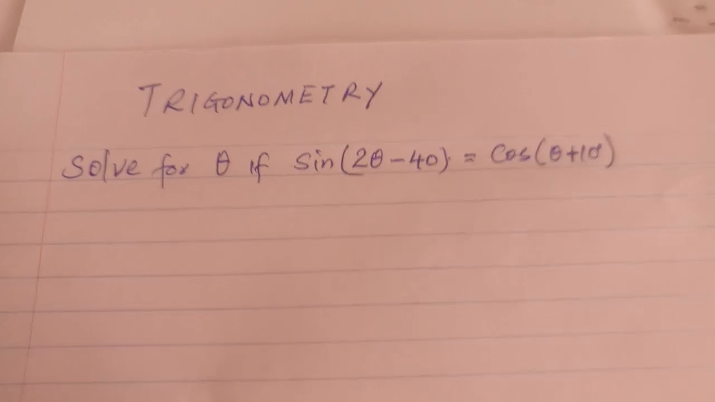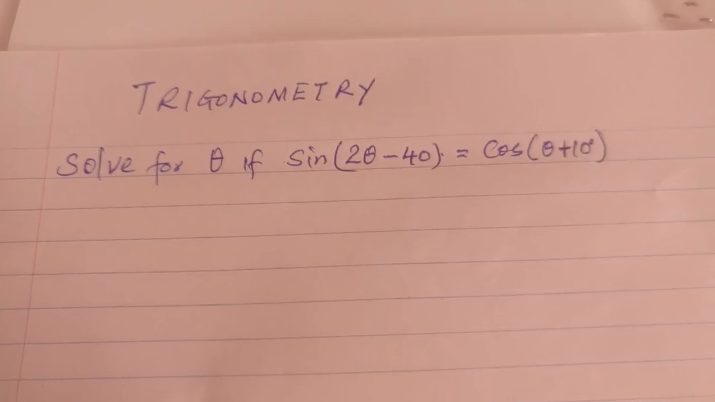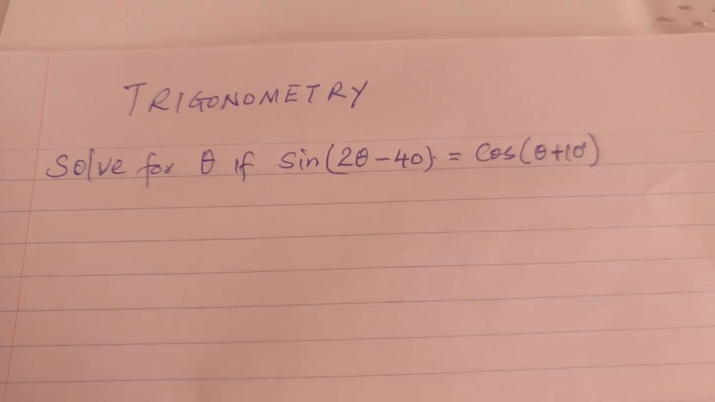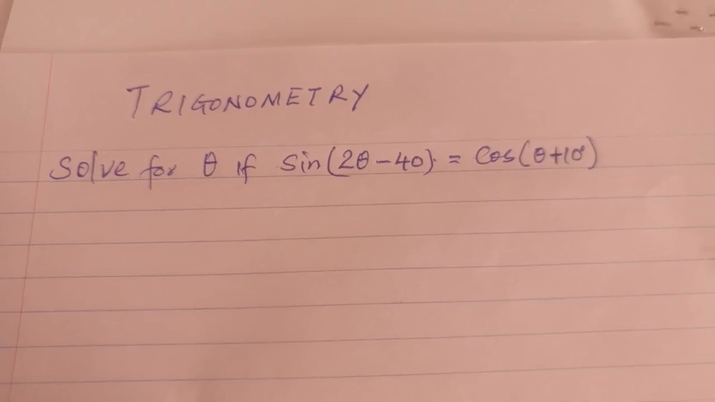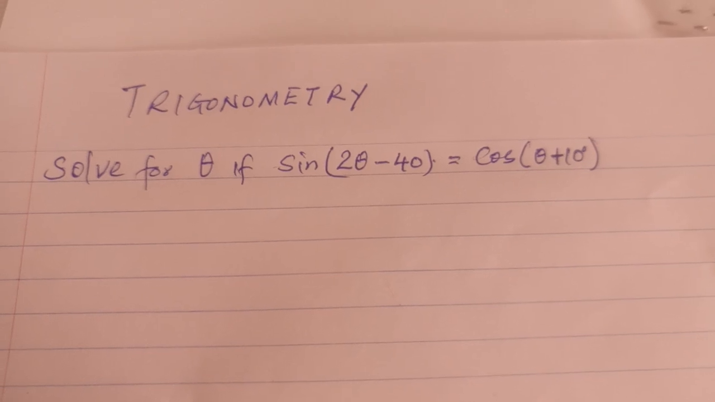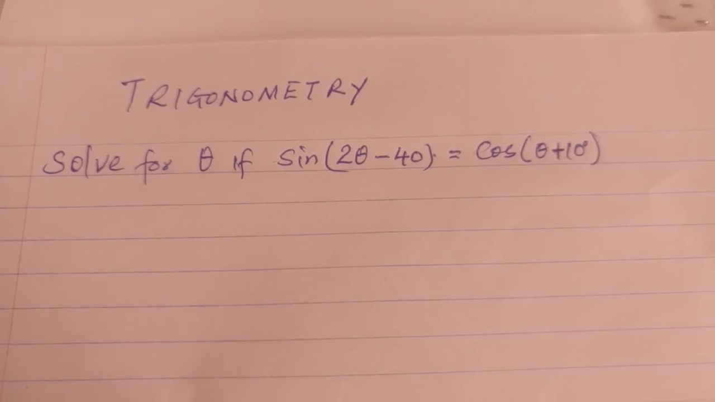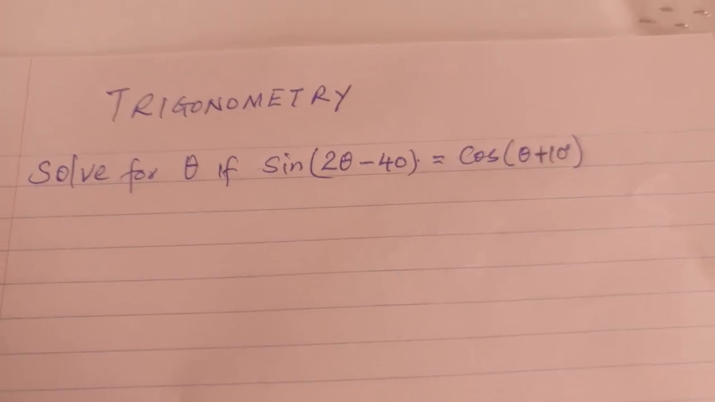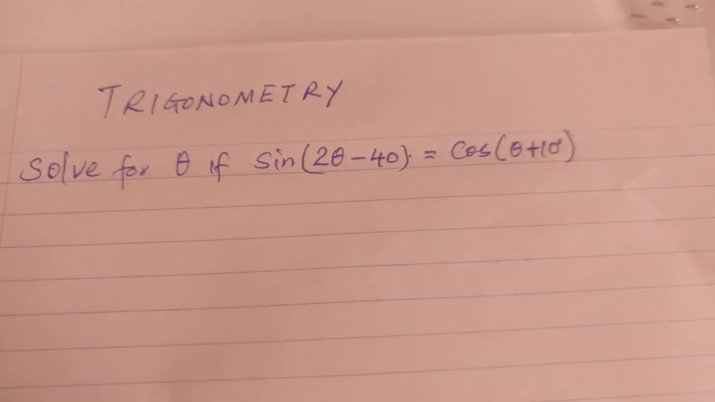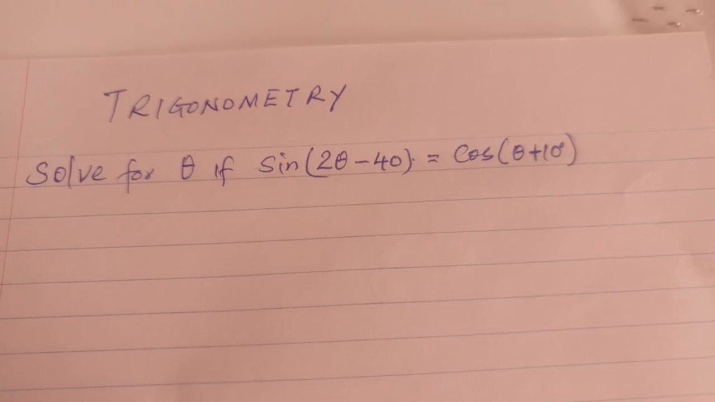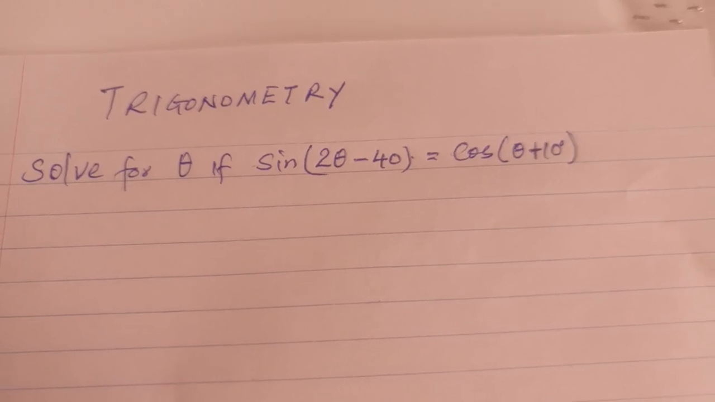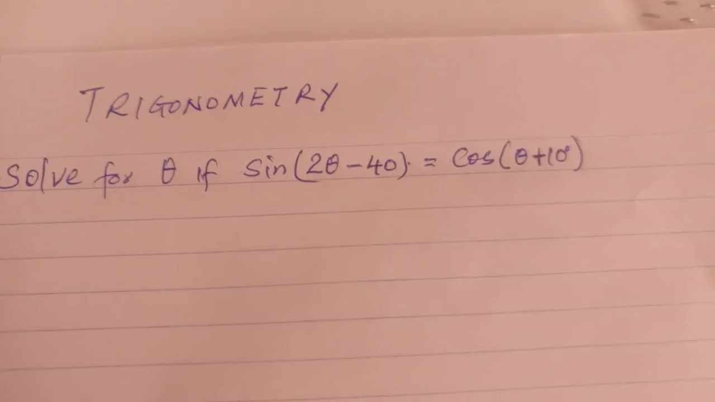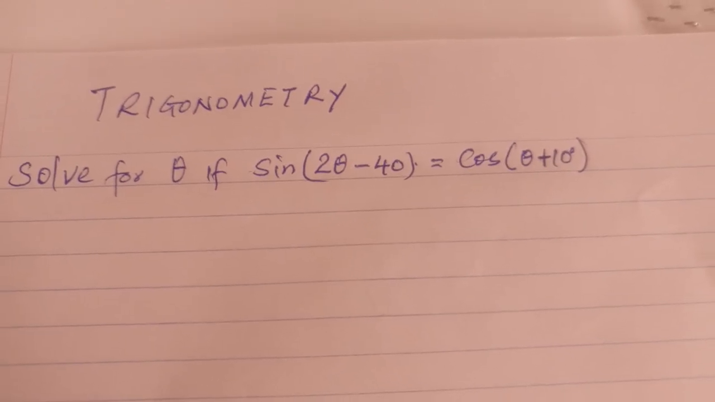In this session we want us to look at a question in trigonometry where you are given a trigonometric equation, and you're asked to solve for the unknown, being theta in this case. So here we have sine of (2 theta minus 40) is equal to cosine of (theta plus 10), and you are asked to solve for the unknown, which is theta.